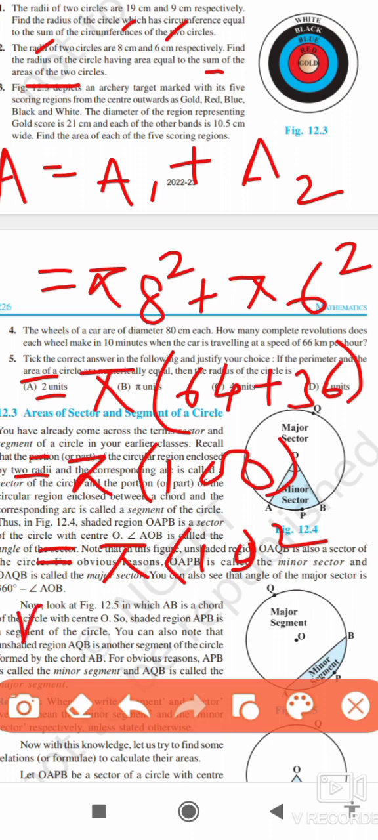So what is my radius? Radius is 10 centimeter. As simple as that. I need not find A1 completely, nor A2 completely, to get the result.